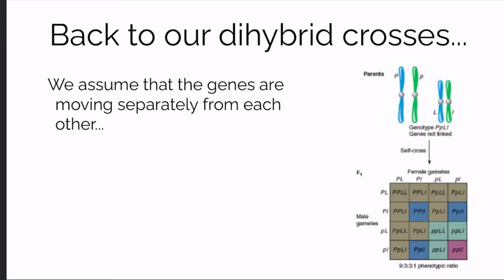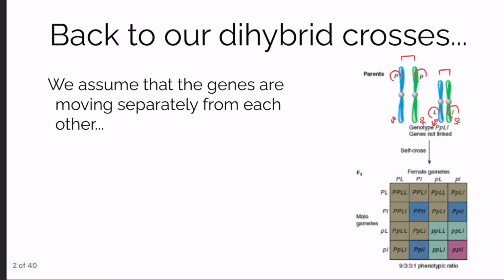You learned about dihybrid crosses in the last video last week. And in a dihybrid cross, we assume that the two genes of interest are on two completely separate chromosomes. So here we have a pair of homologous chromosomes and another pair of homologous chromosomes. Maybe this one's from dad, this one's from mom, this one's from dad, this one's from mom. And we are assuming that these two genes are going to move independently of each other.